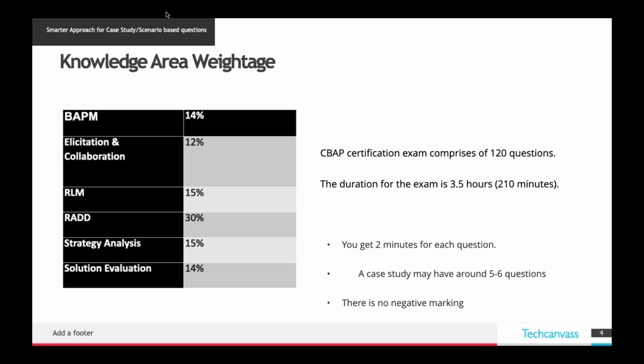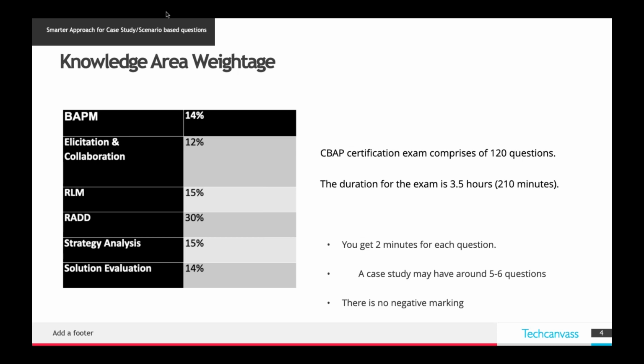All the knowledge areas are equally important, and concentrate more on RADD. And I also get questions like, how can I start reading BABOK? BABOK is quite boring. The same word is getting repeated multiple times. I'm completely lost. I'll tell you a strategy. Harness the power of visualization.